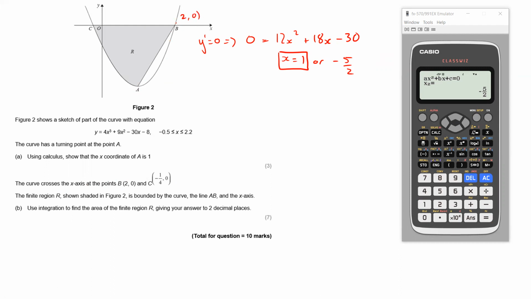The curve crosses the x-axis at point B, which is 2, 0. So we know this is 2, 0. I know that this bit here is 1, 0. And C, which is minus a quarter. So over here we've got minus a quarter, 0, and just for C. The finite region R is shown in this figure, bounded by A, B, and the x-axis. Use integration to find R. I think this is actually easier than the previous question. You just got to use a little bit of logic in it. So the first thing I'm seeing here is if I was to integrate from C to B, I'd get this weird curvy shape here that I don't want.